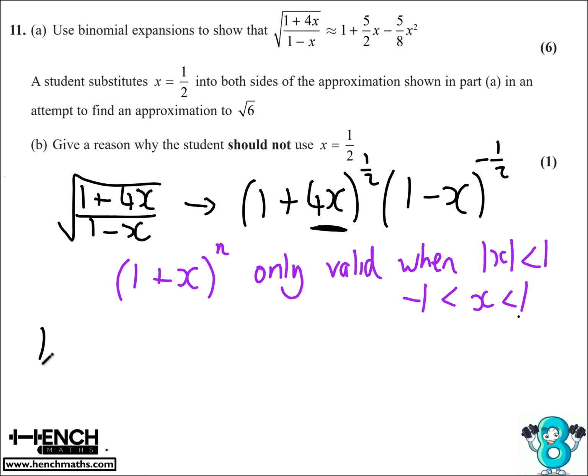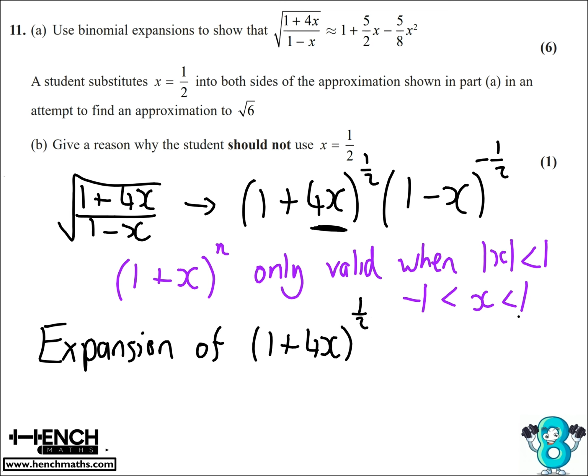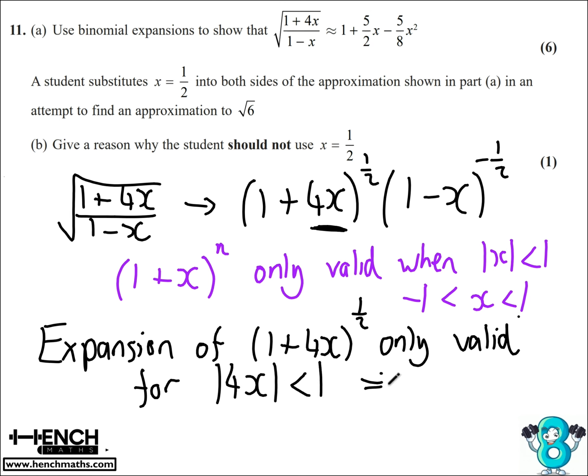So we're going to say the expansion of (1 + 4x)^(1/2) is only valid for... The difference in this one is not just that the modulus of x is less than 1, it's that the modulus of 4x has got to be less than 1. And that implies that the modulus of x has got to be less than a quarter.